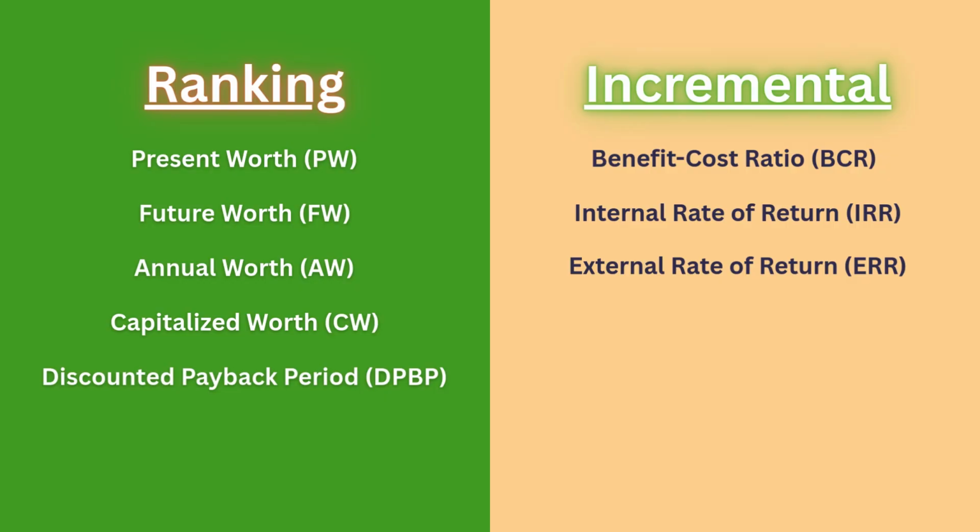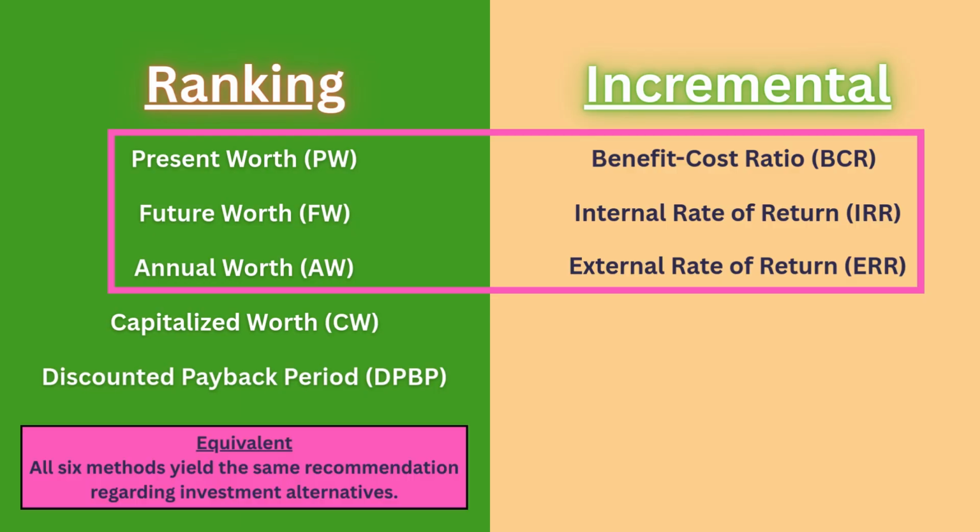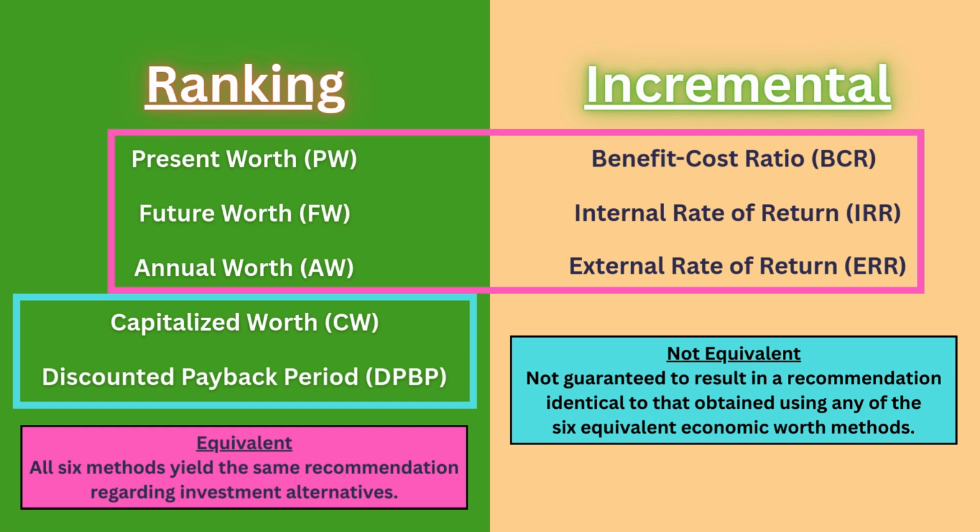6 of these methods, PW, FW, AW, IRR, ERR, and BCR, are actually equivalent. If you apply them correctly, they'll lead to the same recommendation. The exceptions are capitalized worth and discounted payback, which can sometimes point you in a different direction. We will go into more detail on each of these methods in later videos.